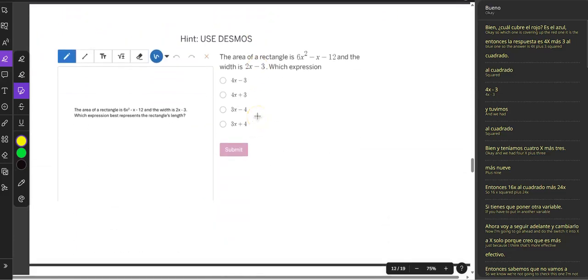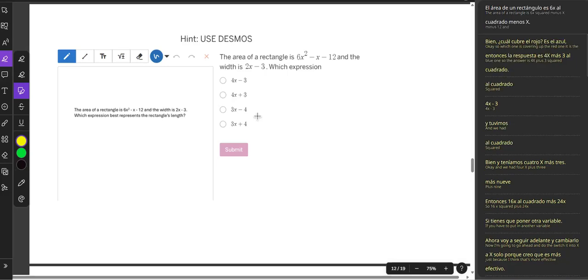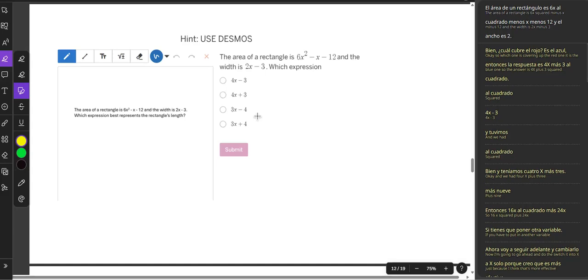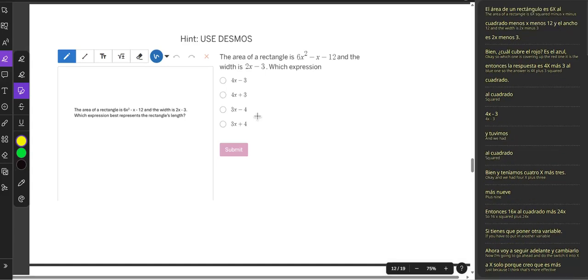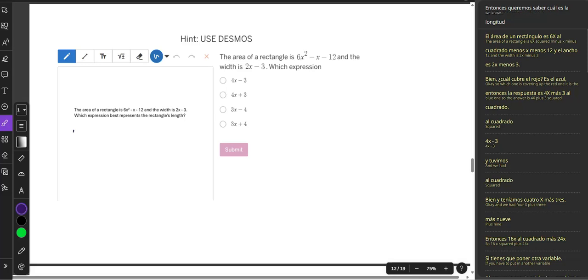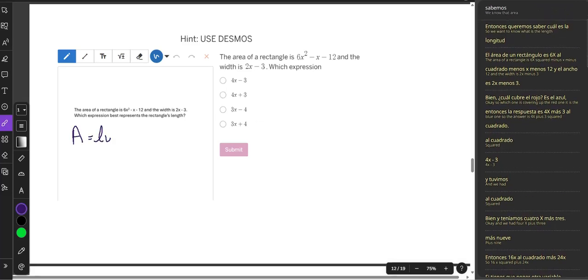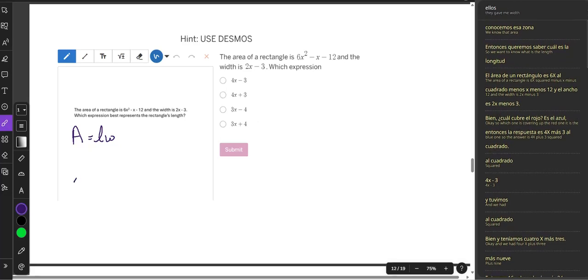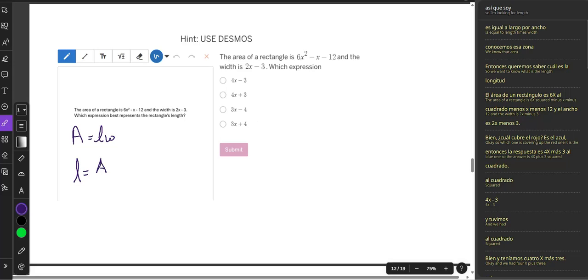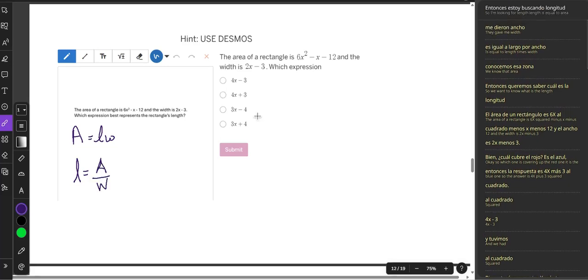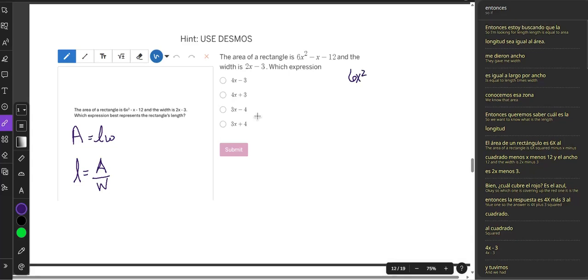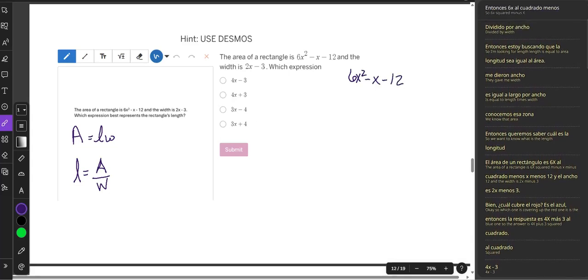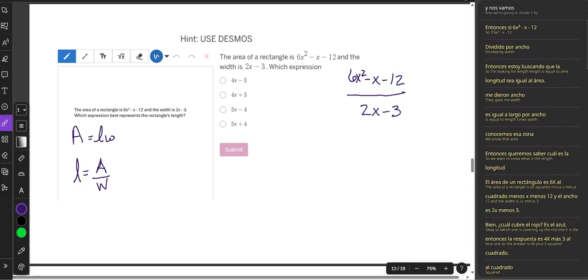Okay. The area of a rectangle is 6x squared minus x minus 12, and the width is 2x minus 3. So we want to know what is the length. We know that area is equal to length times width. They gave me width, so I'm looking for length. Length is equal to area divided by width. So we have 6x squared minus x minus 12, and we're going to divide it by 2x minus 3.